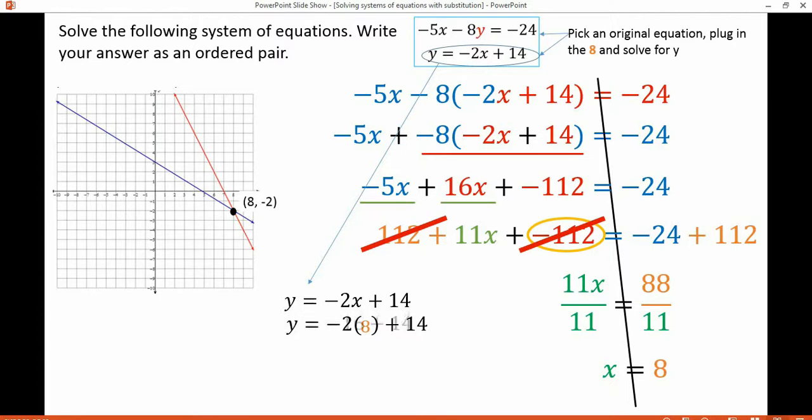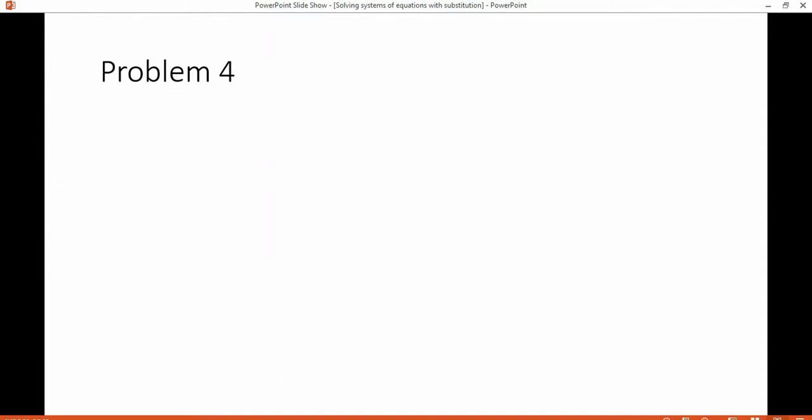Negative 2 times 8 is going to give me negative 16. Negative 16 plus 14 gives me negative 2, and voila. I find my y coordinate of my point through substitution. I found my x coordinate of my point through substitution. I'm finding the exact same thing that I did when I was graphing.